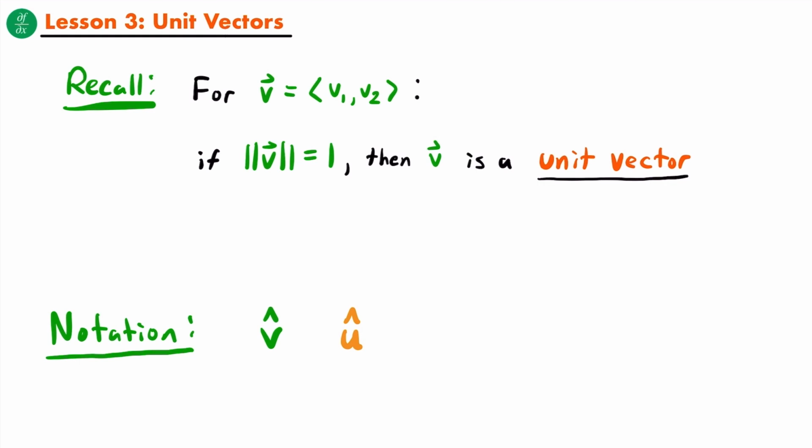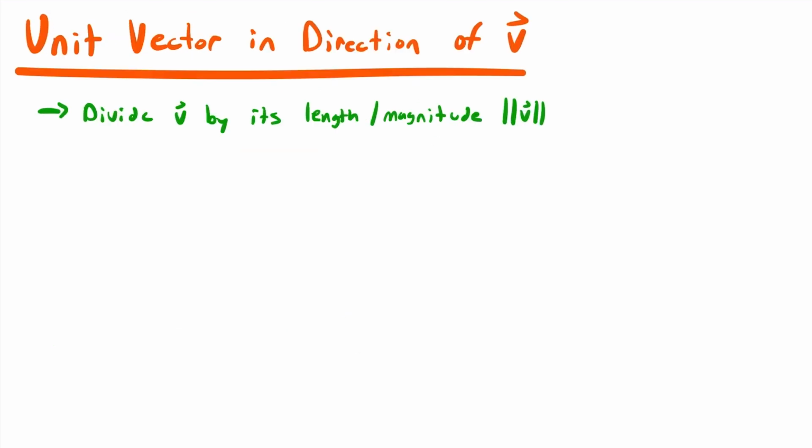Now let's actually start looking at some of the uses of unit vectors and how we can find them. The first thing that we're going to look at is how to find a unit vector for any given position vector. If we want to find a unit vector in the same direction of a particular vector v that is not a unit vector, all we have to do is divide that vector by its length or magnitude. That looks like this.